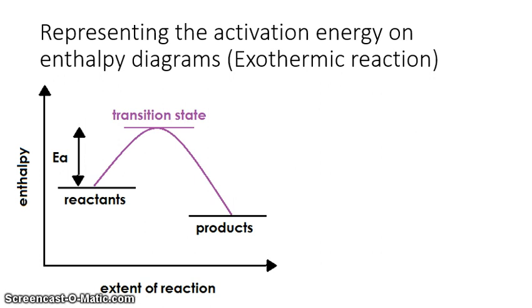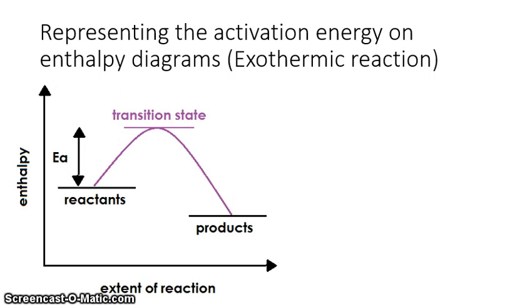So in order to get to that transition state, you need to put some energy in, and that's the activation energy. And then once it gets to the transition state, it will then proceed to give the product. However, for the reaction to start, you need to put that activation energy in order to get to the point where it's at the transition state. So that diagram's the exothermic reaction.